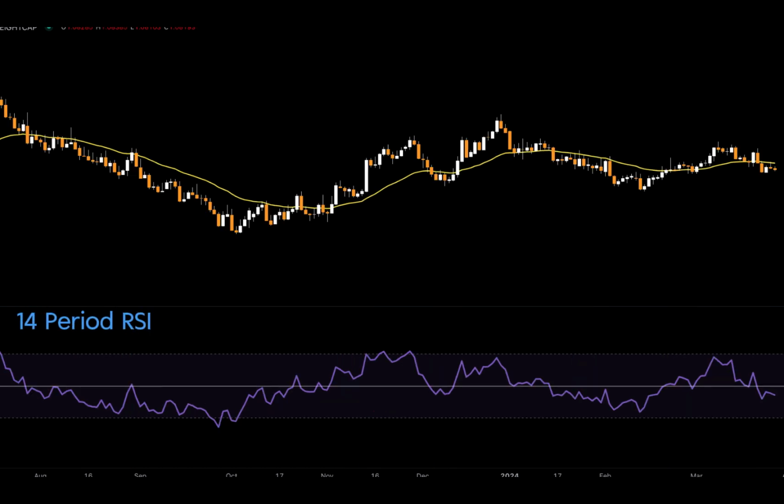Well, it means that you can determine the trend on a price chart just by looking at where the RSI is relative to its 50 midline. Using the standard 14 period RSI, when the line is above the midline, price is in an uptrend over the medium term, and when it's below the 50, price is in a downtrend.